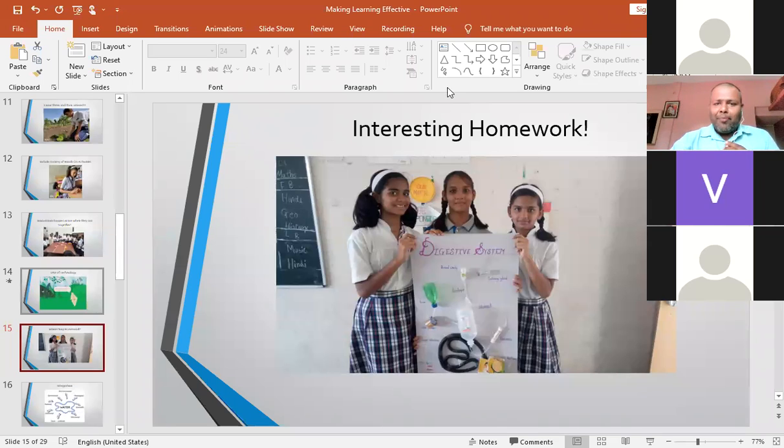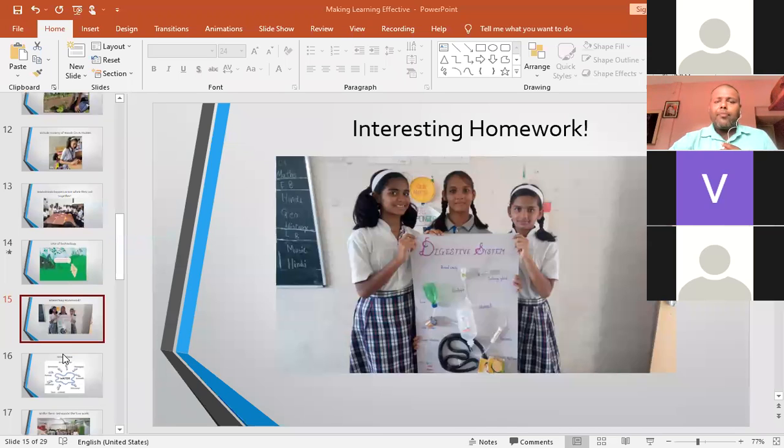Like, the picture shows how the digestive system has been understood by these girls through a model. So making models, again, is related to the feeling. When they feel it, oh, this is how we have the liver, this is how we have the stomach, this is how we have the small intestine. When they feel it, they learn more. So giving homework in an interesting manner is definitely a useful tool to make the learning effective.